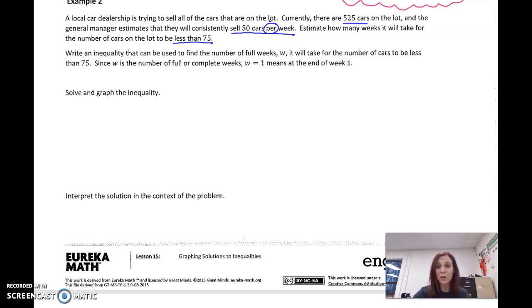Okay, so let's write the inequality. We have 525 cars, and we're selling 50 cars per week. So I'm going to say 50W, right? 50 times the number of weeks go by. And I'm going to put a minus sign in here. Because we're not adding on additional cars, we're subtracting 50 per week. Now I want to know when that is going to be less than 75. Okay? So there's my inequality.